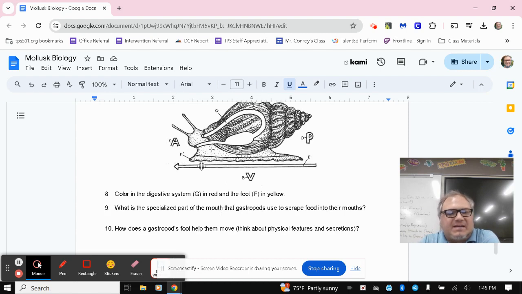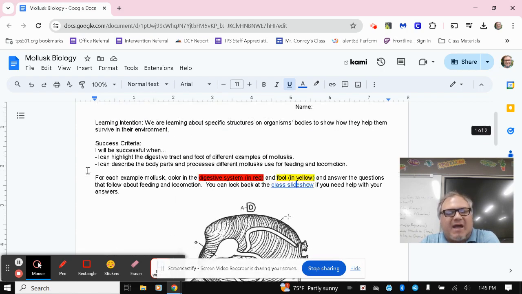So again, that's it. It's pretty straightforward. We just want to be able to review the information we've covered so far about how they feed and how they move around. So this just gives you a chance to demonstrate that knowledge. And again, if you're not sure, just look back through the linked information there in the class slideshow to help you finish this one.